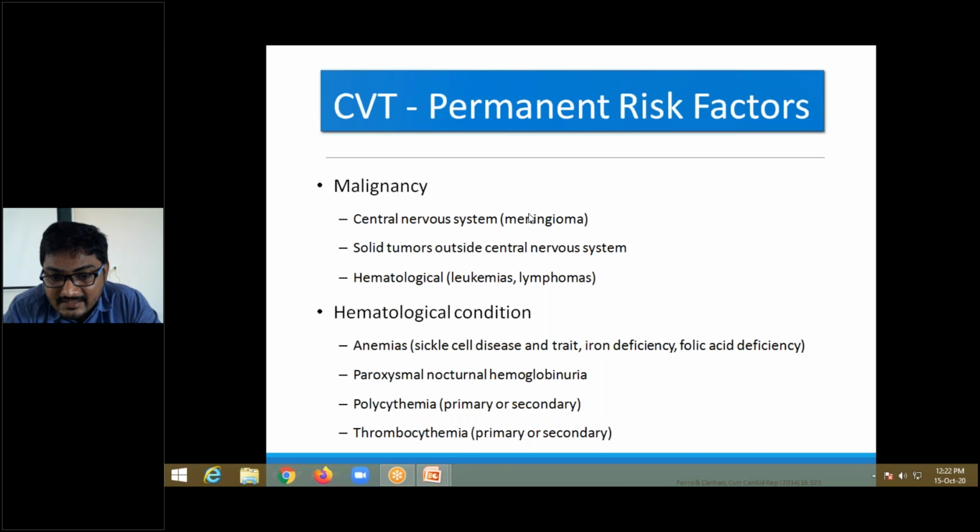Sickle cell disease, what is sickle cell disease and what is the difference between sickle cell disease and sickle cell trait? Pathology. Sickle cell disease is HbSS, two forms. Trait is HbAS, right? HbAS. Paroxysmal nocturnal hemoglobinuria, polycythemia, and thrombocythemia. That means thrombocytosis. Remember, thrombocytosis. Okay.